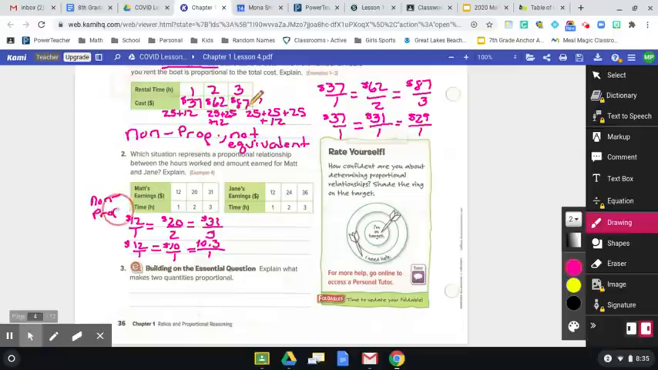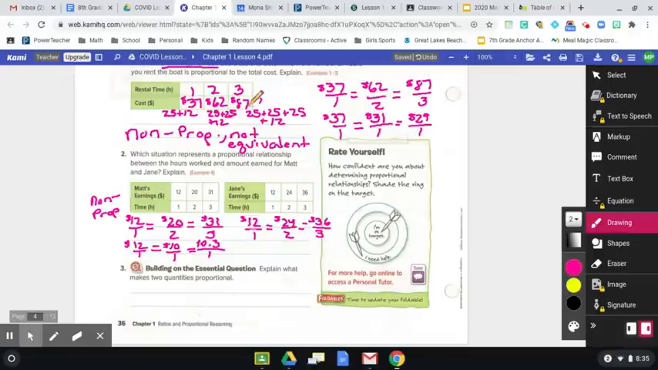Now let's take a look over at Jane's. So for her 1 hour of work, she's also making $12. If she works 2 hours, she's making $24. And if she works 3 hours, she's making $36. So now let's take a look and see if these are equivalent ratios here.